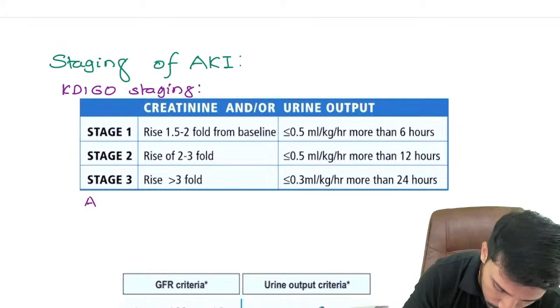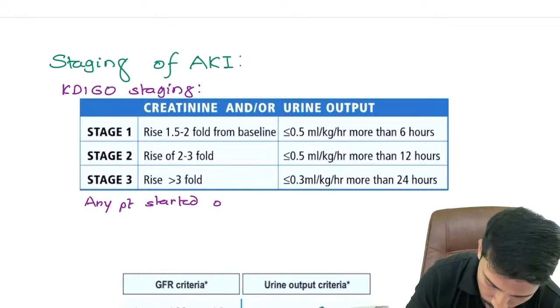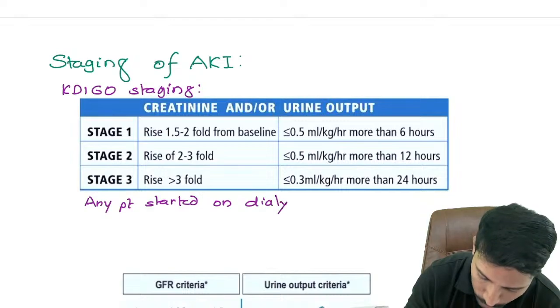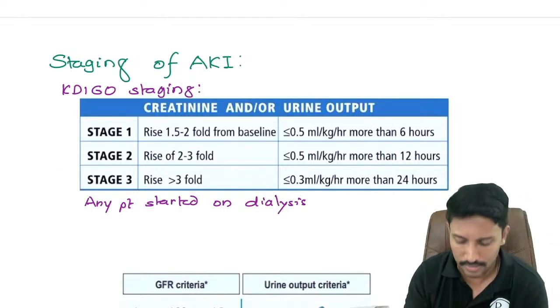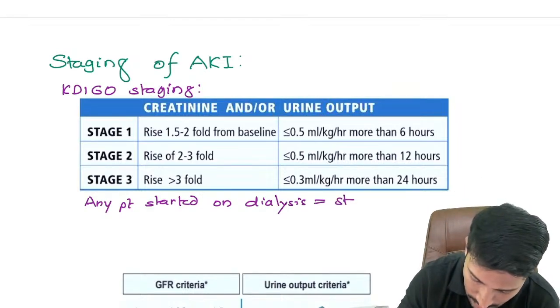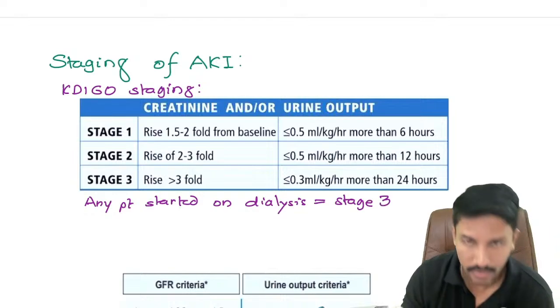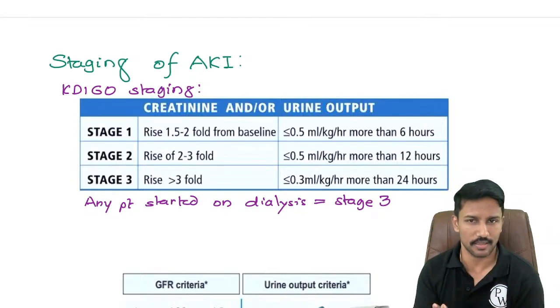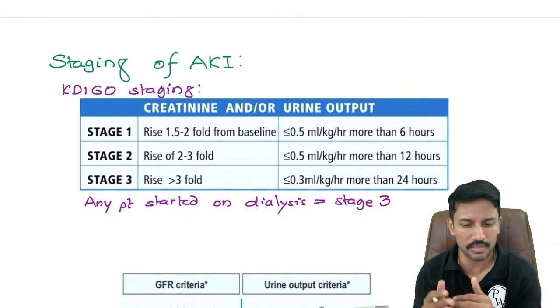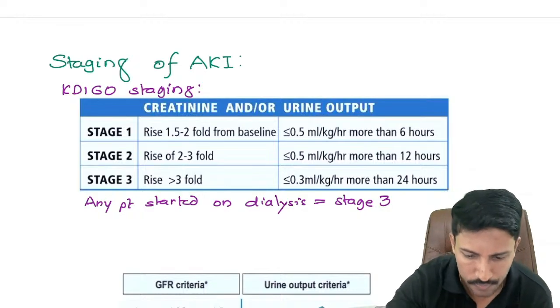And also remember, any patient started on dialysis, regardless of his creatinine, is always considered as stage 3. Even if his creatinine was 2 times the baseline, but I had to start him on dialysis for some reason, I will always call it stage 3.